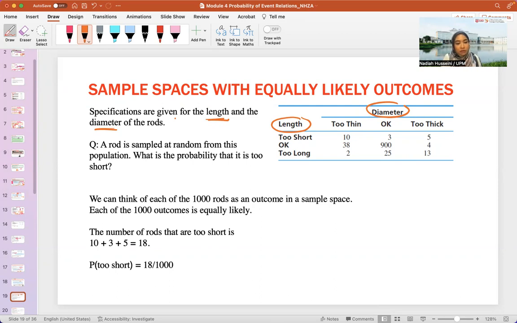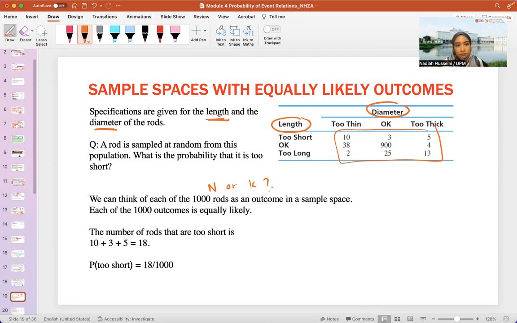So a rod is sampled at random from this population. So I have a box of these rods, which are too thick, too thin, whatever. I pick one, which means that I'm sampling this at random. All of them have equal chances of being picked. We can think of each of the 1,000 rods. So the total number of rods in my box is 1,000. Is this my N or is this my K? Can anyone tell me? Anyone? N. It's N. Okay, can you tell me why it should be N and not K?